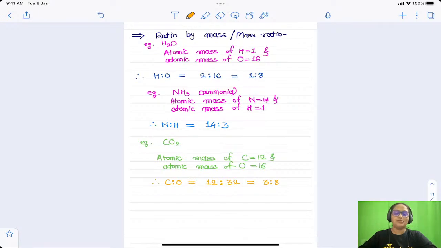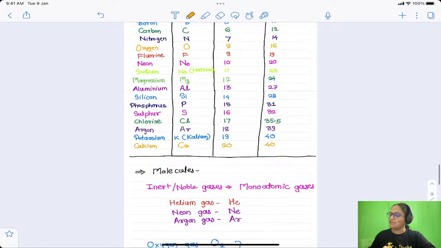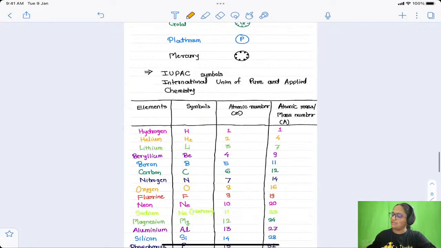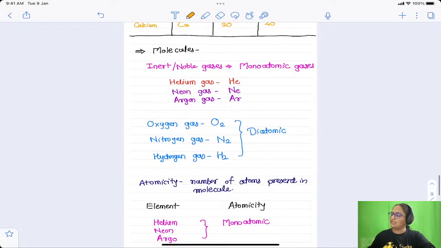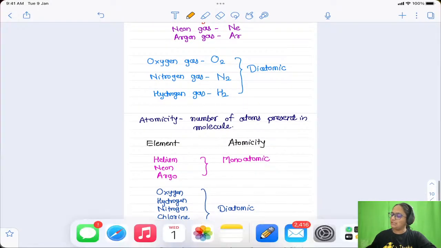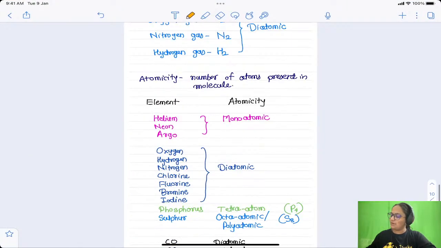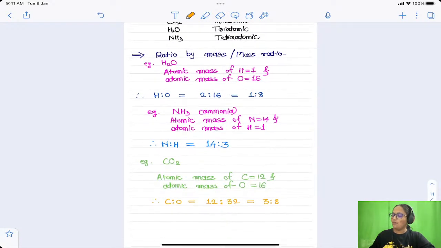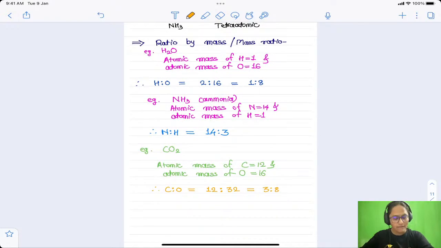I hope you understood the concepts which we have discussed today regarding atoms and molecules. First of all, we have seen the Dalton symbols, then IUPAC symbols, and then we have seen molecules, atomicity of molecules, and then the ratio by mass or mass ratio calculation. I hope you do not have any doubt. If you have any doubt, you can ask me anytime in the chat box in today's class or in the next class as well. So that's all for today.